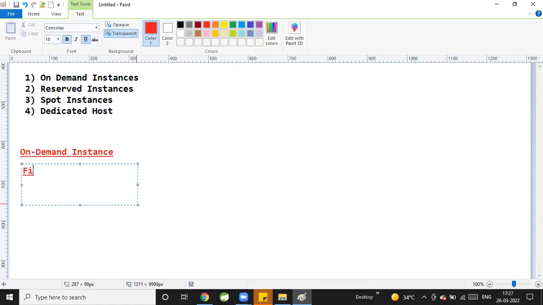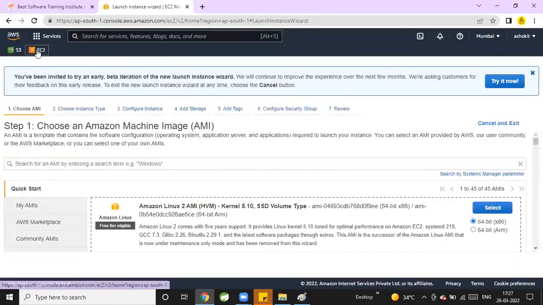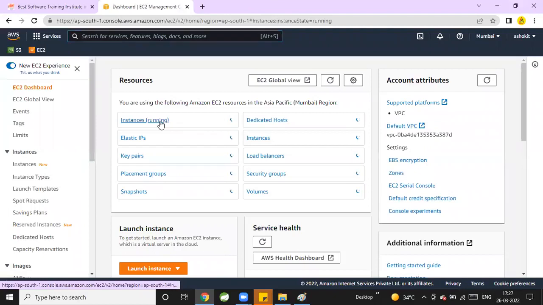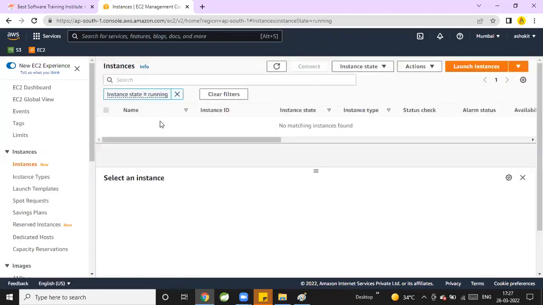When you go for on-demand instances, a fixed price is available, on an hourly basis. Say we create one instance and start it. If you use that instance for 5 minutes also, it will be calculated as 1 hour. The minimum time they consider to bill the instance charge for you is 1 hour.